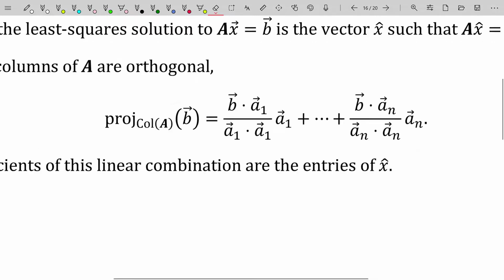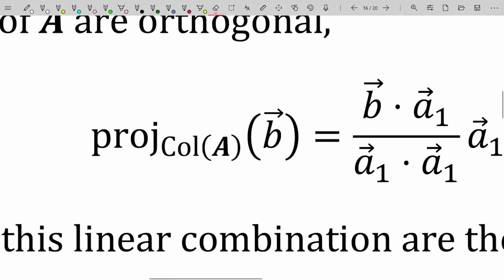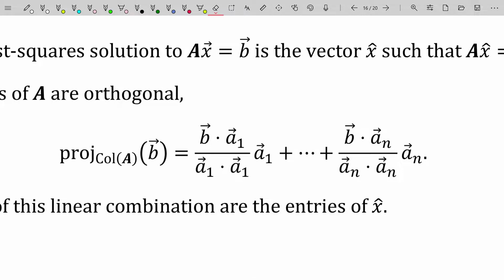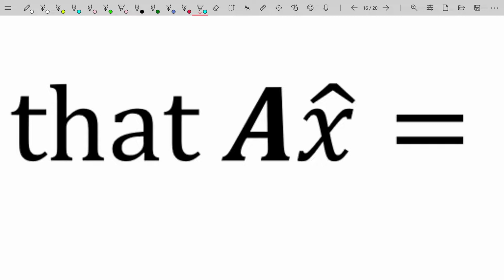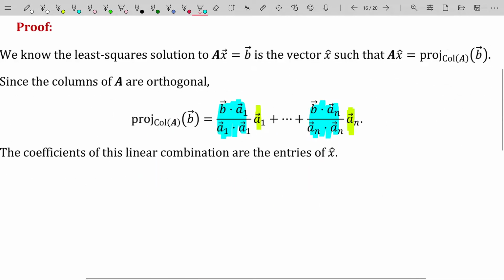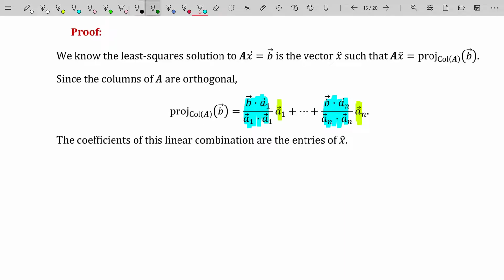Notice what we have written here. The projection of B onto the column space of A is a linear combination of the columns of A. And the coefficients of that linear combination are these guys right here. Well, that's what A times x hat is. A times x hat is actually a linear combination of the columns of A. X hat just contains the weights of that linear combination, so x hat must consist of those blue highlighted scalars. Hence, x sub i within x hat must equal the dot product of B with A sub i over A sub i dotted with itself.